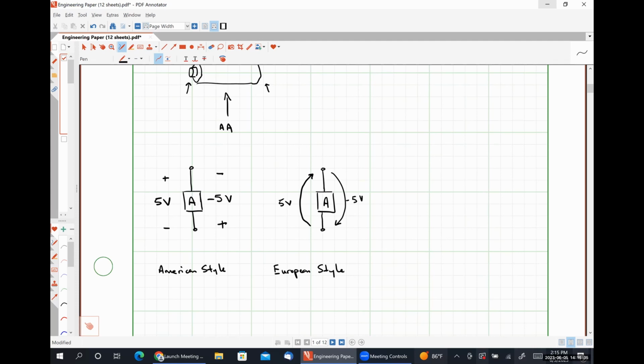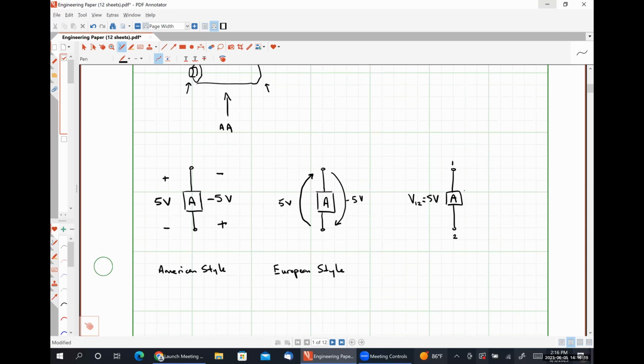Now, one that I will use is what's called a double subscript notation for voltages. So once again, I'll have some generic circuit element A. I'm going to call this terminal 1 and this terminal 2. And I could say that the voltage drop across this element, V12, is equal to 5 volts, where the first number in the subscript denotes the positive polarity terminal, and the second number in the subscript denotes the negative polarity terminal.